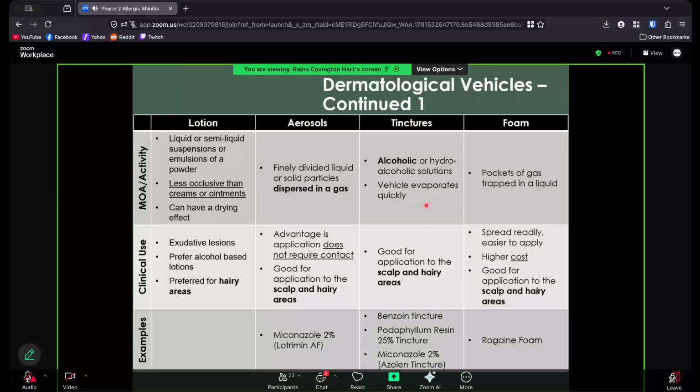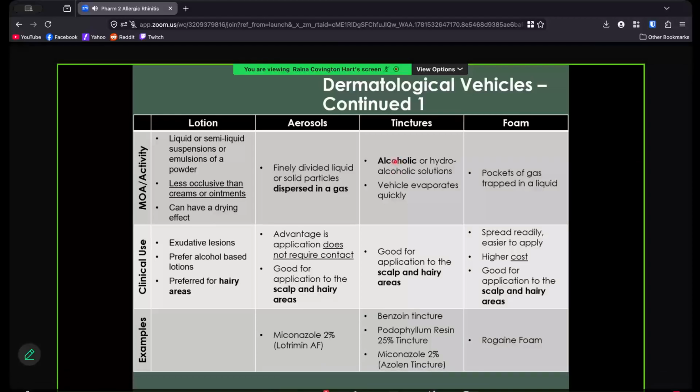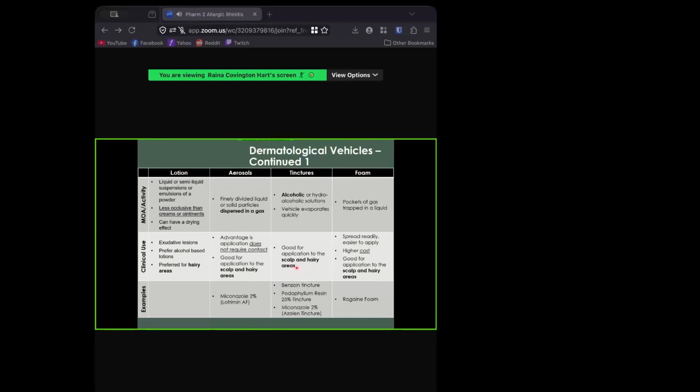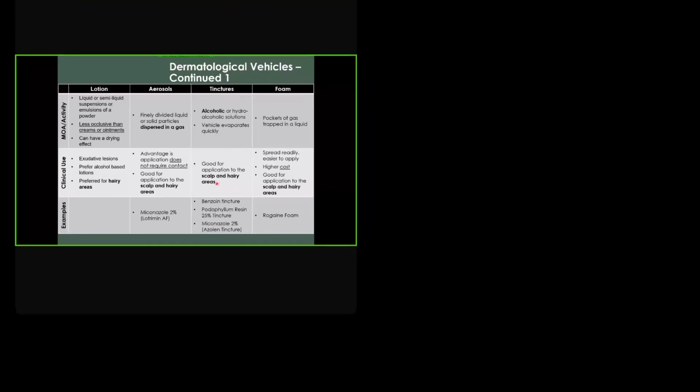Tinctures, these are kind of things that we used to use a lot back in the day, not so much anymore. More alcoholic solutions. They evaporate quickly because if you think about alcohol, alcohol can evaporate pretty quickly. Good for our scalp and our hairy areas, right? It's not going to clump anything together.